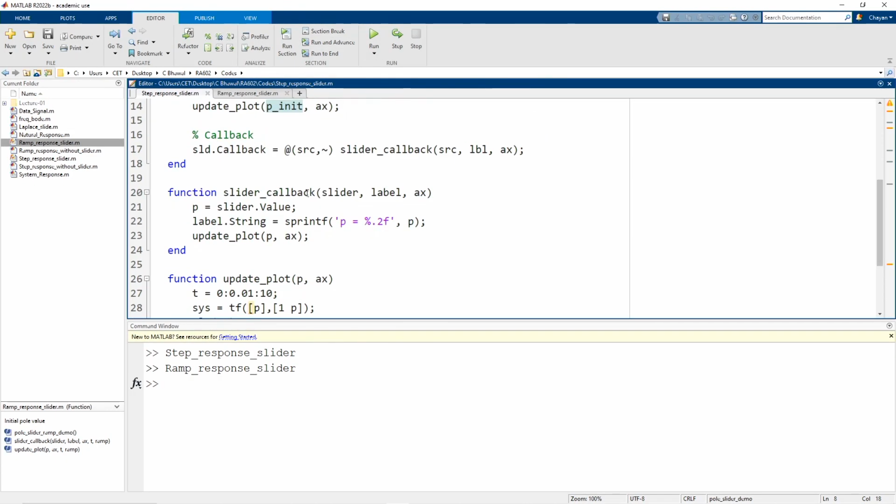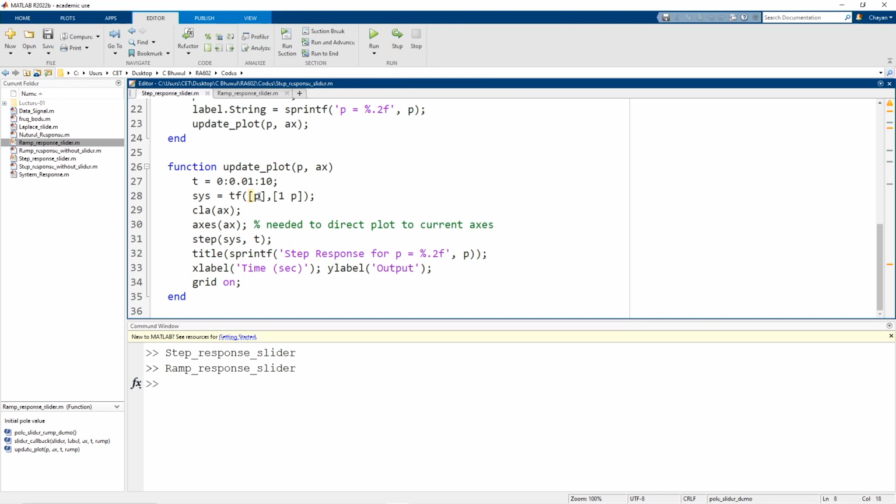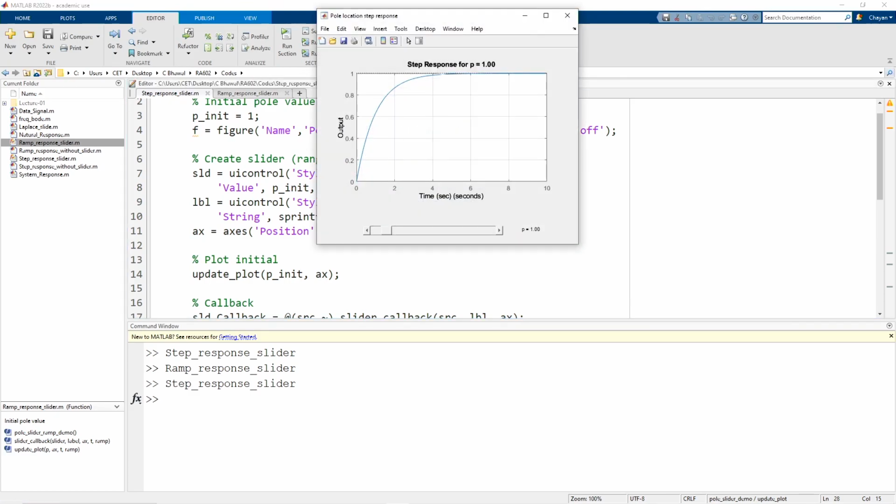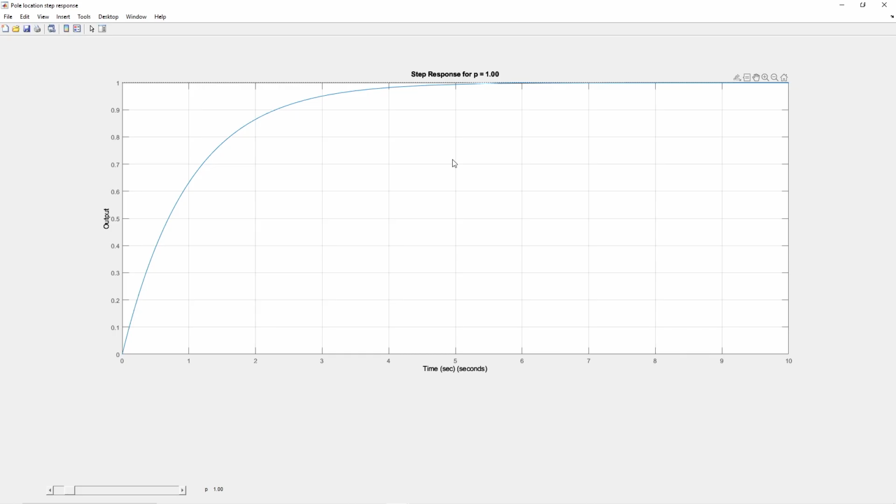I am not going into the code that is there. You see p by 1 plus p. I will explain how to write down transfer functions and all later. Let us just quickly look at the plot. So here is the plot. This is exactly the response that I had shown you. This is for p equal to 1. Now, as I increase the slider, the p value changes. So this is p equal to 2.33, that means I am moving away from the imaginary axis, remember.